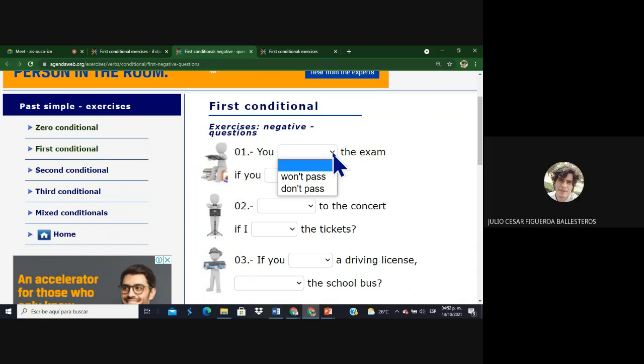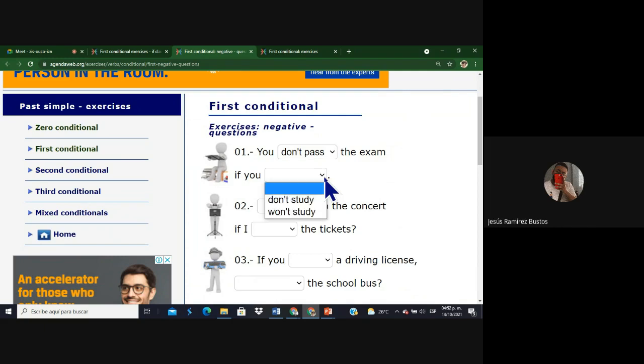If you don't pass the exam, if you want to study, it's an inverted sentence, Jesus. Can you change it? You won't pass the exam if you don't study. Yes, sorry. Do you remember? Yes, check the message.